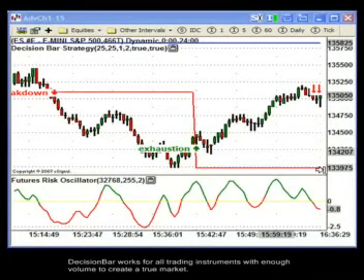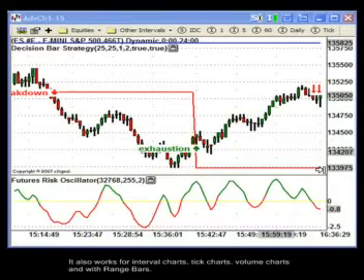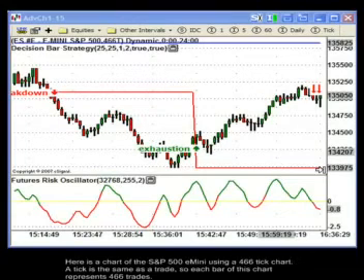DecisionBar works for all trading instruments with enough volume to create a true market. This includes stocks, index futures, and currencies, as well as commodities and T-bills. It also works for interval charts, tick charts, volume charts, and with range bars.